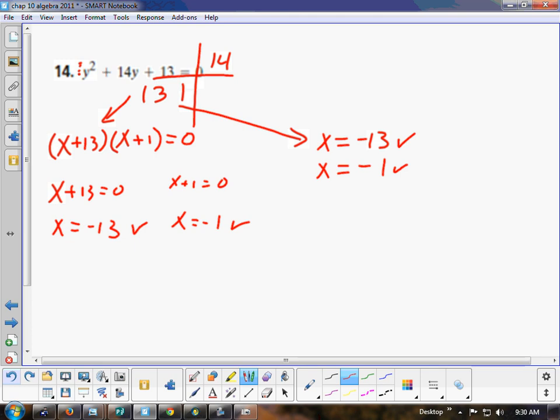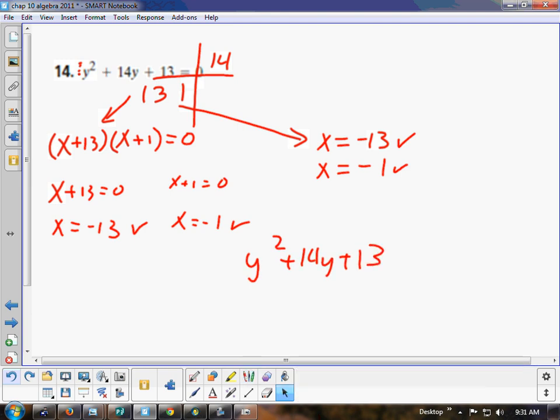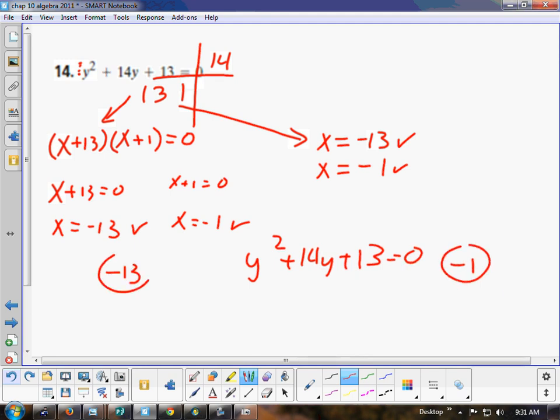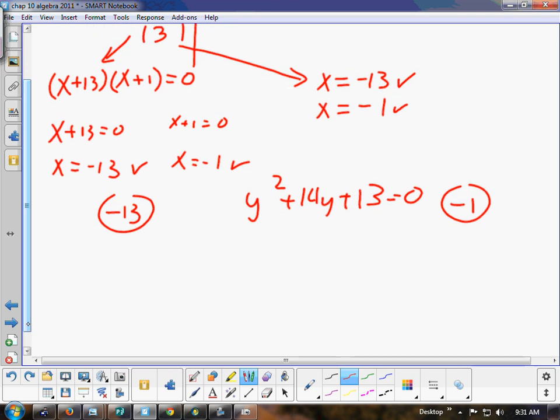Okay? Now we're going to do a regular check on the whole question. When we put in a negative 1, does it check? And when we put in a negative 13, does it check? All right, well, negative 13 squared. And again, the importance of parentheses is going to help you on your calculator. Make sure you do the parentheses.